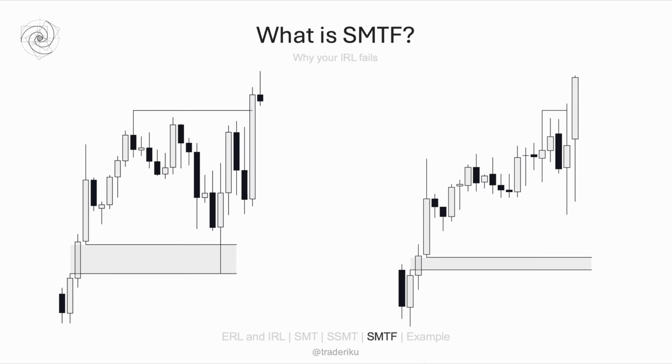Next is why your IRL fails. When you see that price takes the external range liquidity, there are times in which price fails to trade to your internal range liquidity, and this is because we have something called SMT fill, which you can see in the examples we have here. Once again, we have two correlated assets, where on the left we trade into an IRL, or the fair value gap I've marked out, and on the right we fail to trade into that same fair value gap. If you were looking at the right asset to trade into the gap, you would have been confused as to why it failed, and this SMT fill explains why.